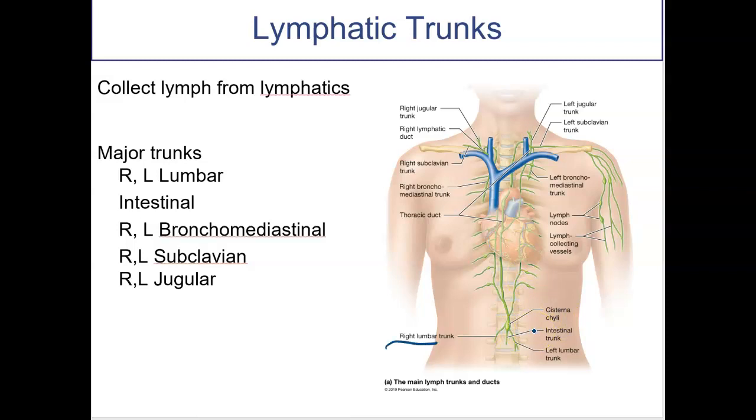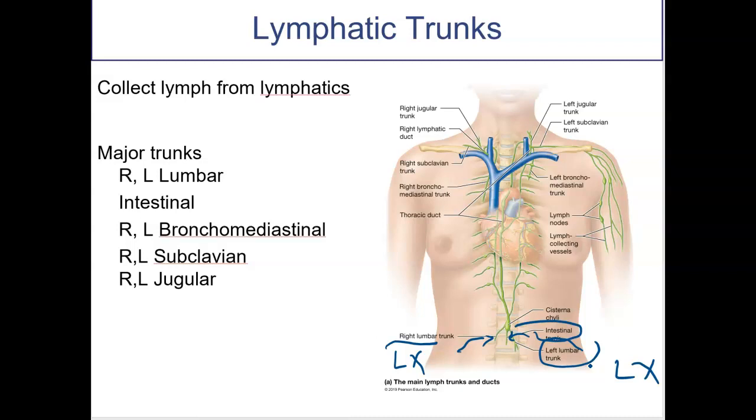So we have a right and a left lumbar trunk. So these are going to pick up lymph from my lower extremity, right? My lower extremity, my hip and leg, it's going to come up from the right side to the right lumbar and the left to the left lumbar. I have an intestinal trunk. It's right here in the middle. That is going to pick up lymph from my digestive organs.